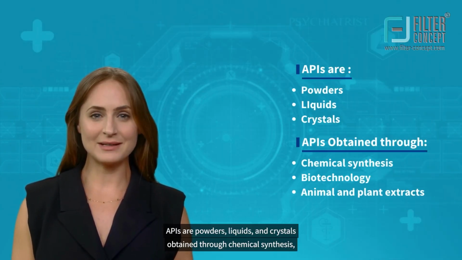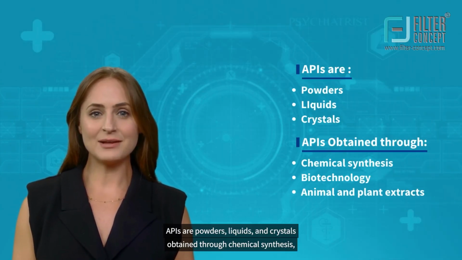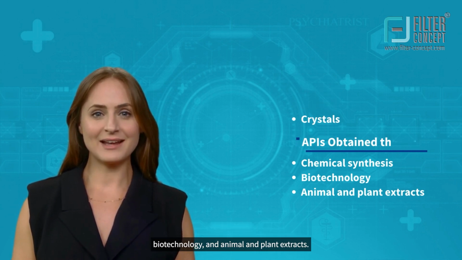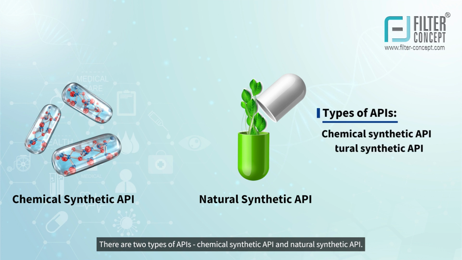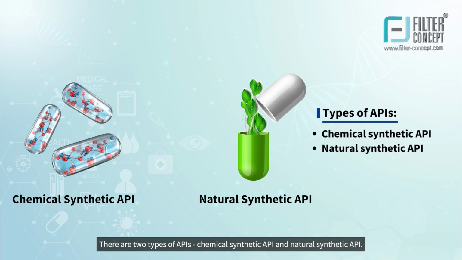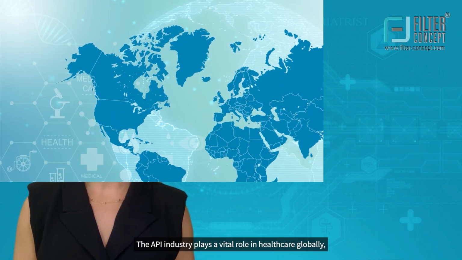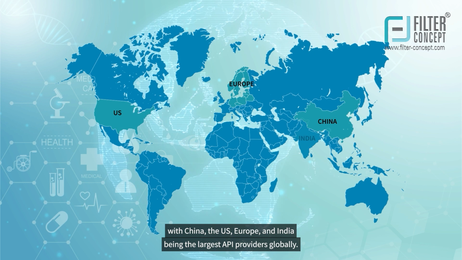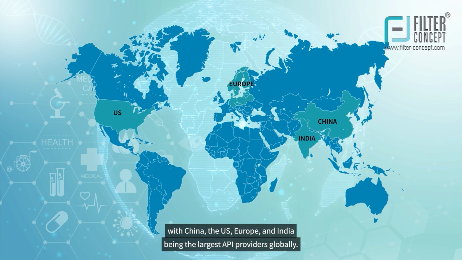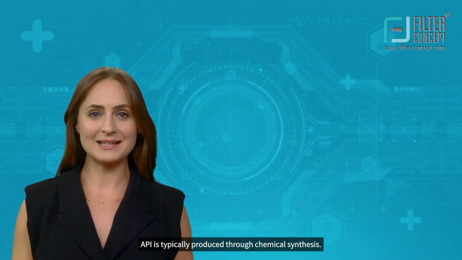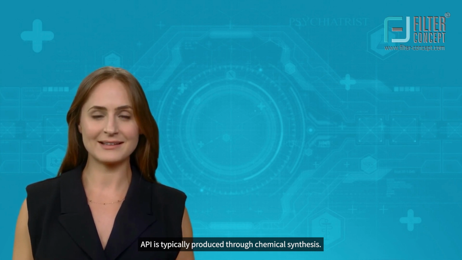APIs are powders, liquids, and crystals obtained through chemical synthesis, biotechnology, and animal and plant extracts. There are two types of APIs, chemical synthetic API and natural synthetic API. The API industry plays a vital role in healthcare globally, with China, the US, Europe, and India being the largest API providers globally. API is typically produced through chemical synthesis.